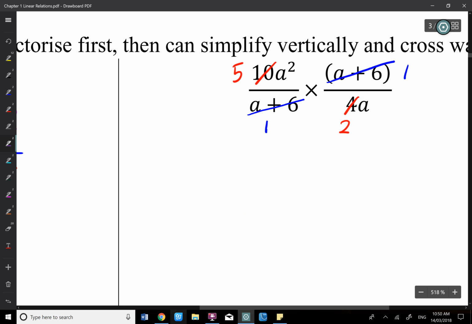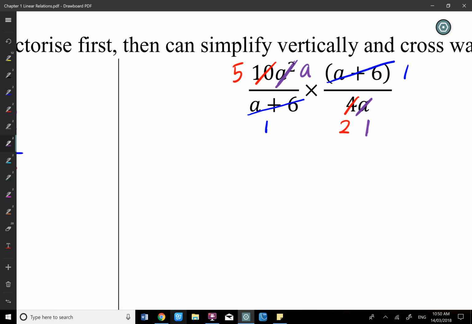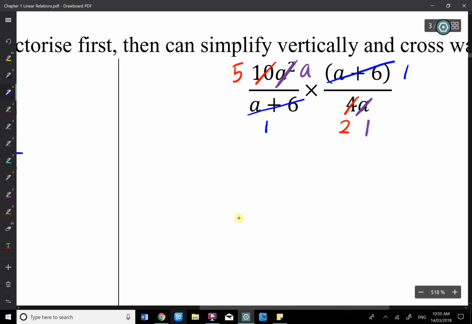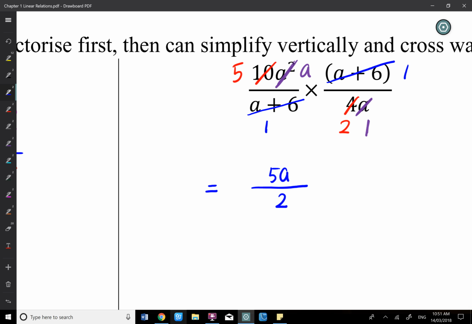And for the a term, that's an a squared. The a becomes a 1, so a squared divided by a becomes a. So what is left on the numerator is 5a, over anything left on the denominator, which is 2. So it's 5a over 2.